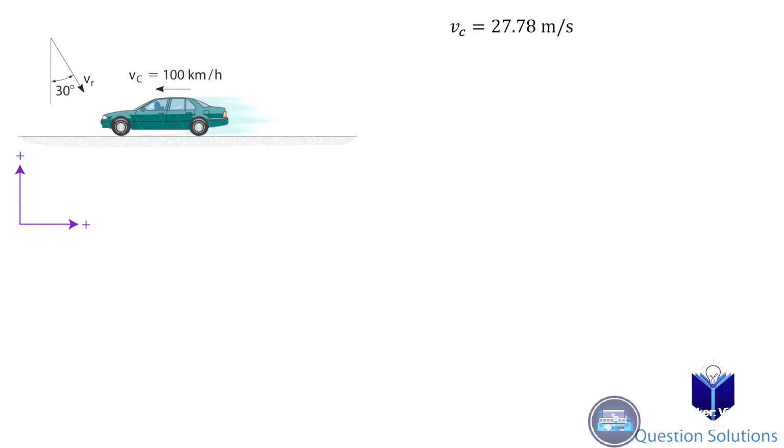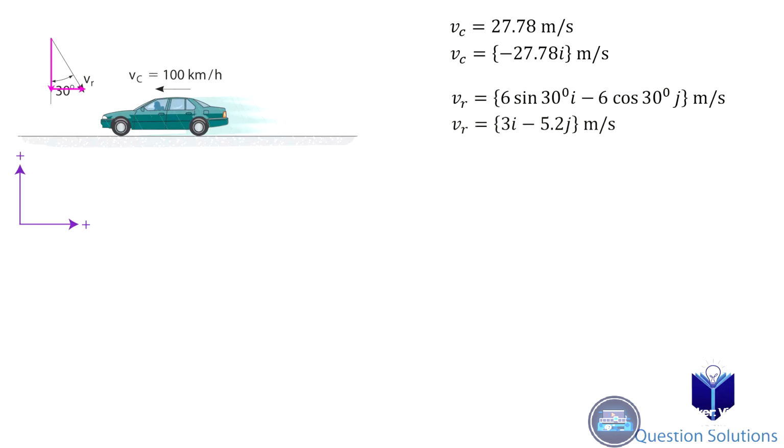So the i component is negative 27.78i. Negative because the car is traveling to the left and we chose right to be positive. The rain is falling at an angle, so we need to break it into two components. We have 6 sine 30 degrees and negative 6 cos 30 degrees. Let's simplify the values.